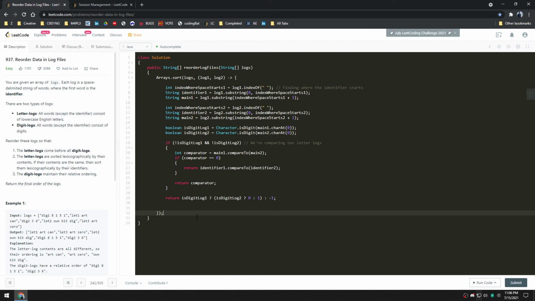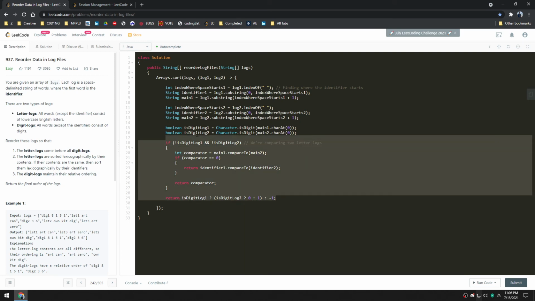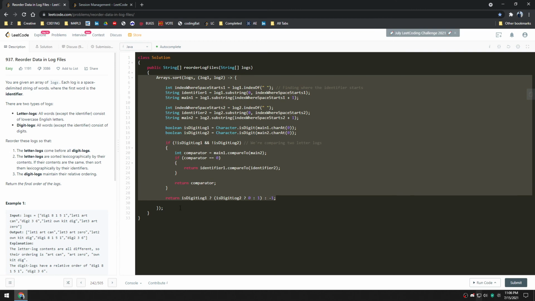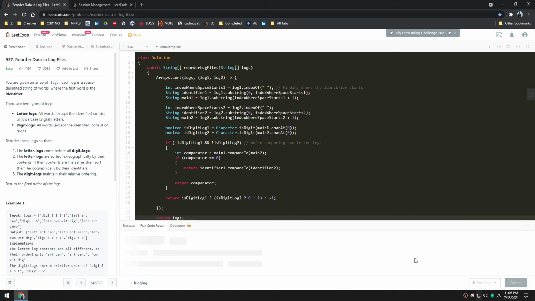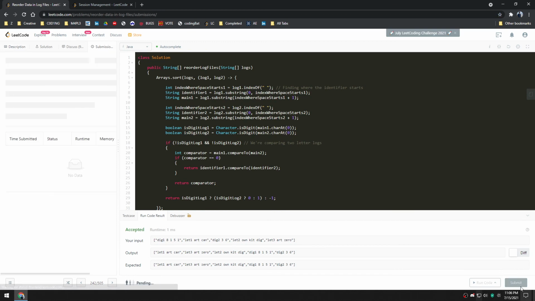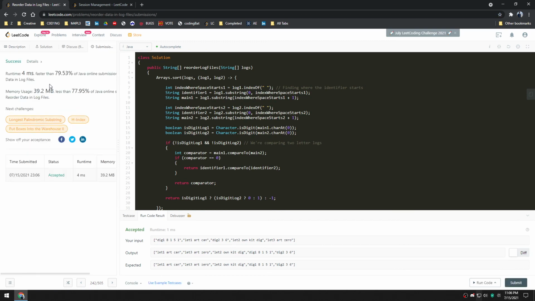Now, lastly, we need to actually return something. We've already done all that through our lambda function and sorting. So right out here, we can just return our logs. Let's submit this. And that's it.